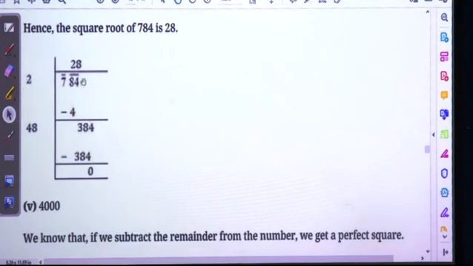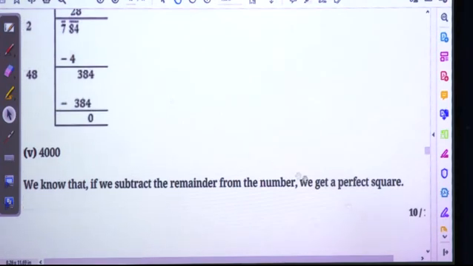Here we can see that by the division method we have calculated the square root. 7 is one group and 84 is the second group. Nearest square, 2 2s are 4, remaining 3, next group 84 brought down. Double of the quotient, double of 2 is 4, we are attaching 8 here, 48 times 8 is 384, remainder is 0. Hence, the square root of 784 is 28.